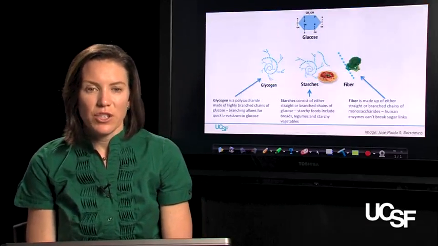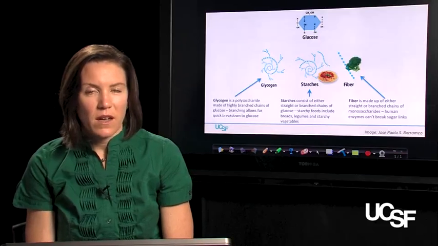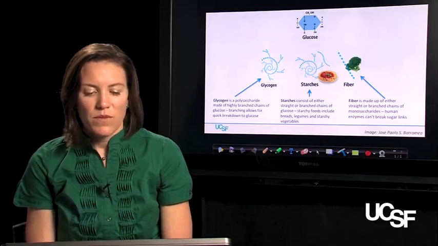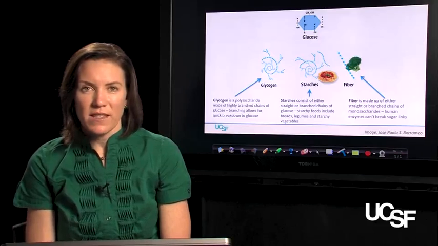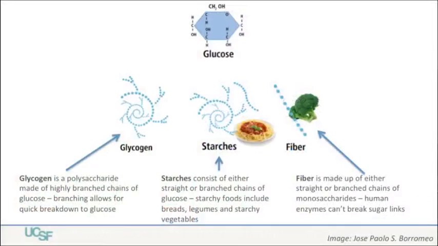So again, we got glycogen. This is the storage form of glucose in humans and in animals. We've got starch, which is how plants store their glucose, and then we have fiber. You might notice that the glycogen here, it's made up of highly branched chains of glucose. The branching allows for your body to quickly break down the glycogen to give you glucose if you should need it for energy. Starches can have either straight or branched chains.